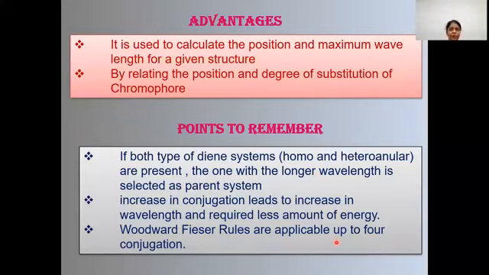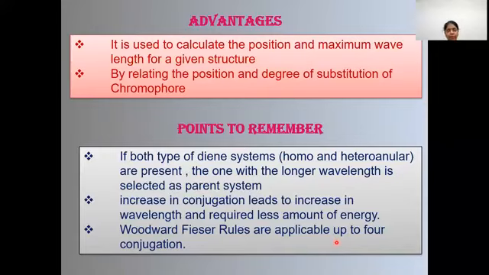What are the advantages of Woodward-Fieser rules? By using Woodward-Fieser rules, we can calculate the value of lambda max, and this value of lambda max is related to the position and degree of substitution of a chromophore. If we know the structure of any molecule, by applying Woodward-Fieser rules we can have an idea about the lambda max, and it will differ only by 4 to 5 from the observed value. This is the main advantage of Woodward-Fieser rules, and it is also used to calculate the position and maximum wavelength for a given structure.